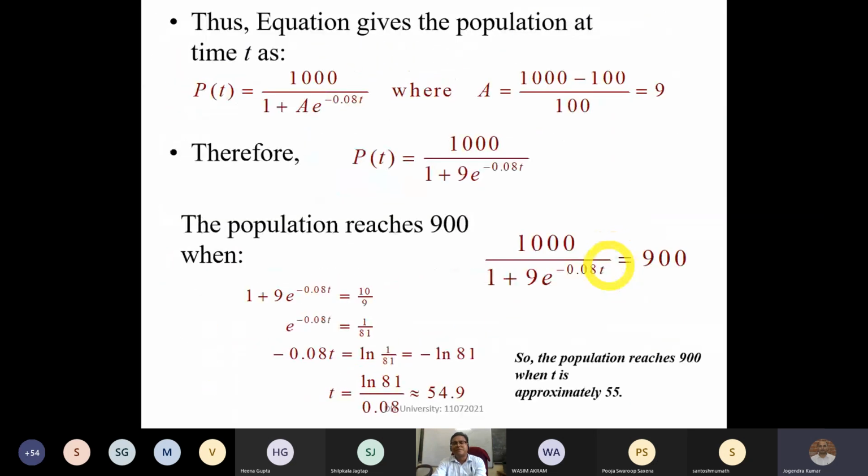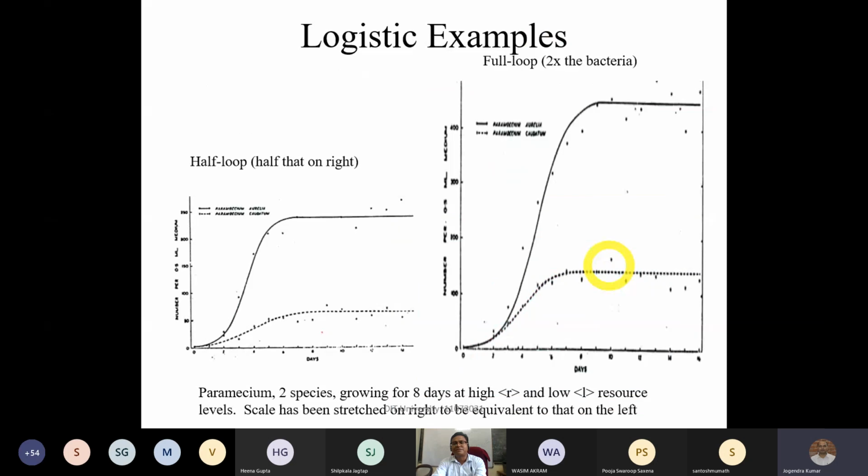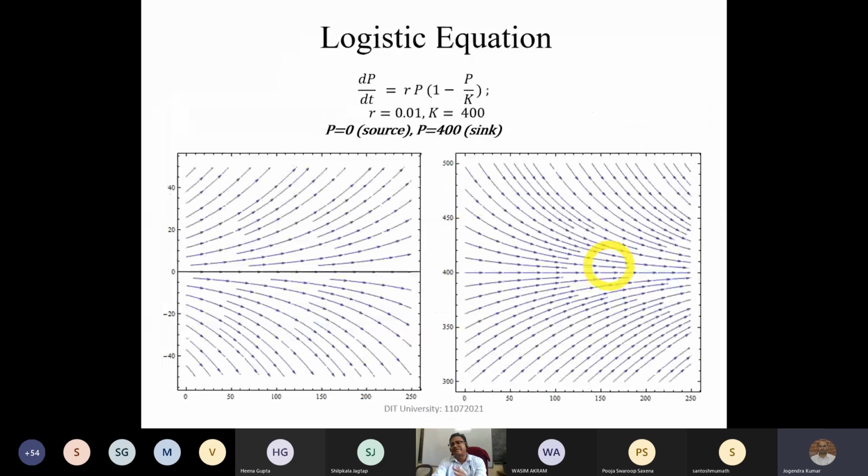So one of the simplest ways to find real world problems is here. dP/dt = r P (1 - P/K), and if you set it equal to 0, it gives you, with r equal to 0.01 and K equal to 400, P equal to 0 and P equal to 400. So one can just solve it, and you will see that P equal to 0 is a source and P equal to 400 is a sink.